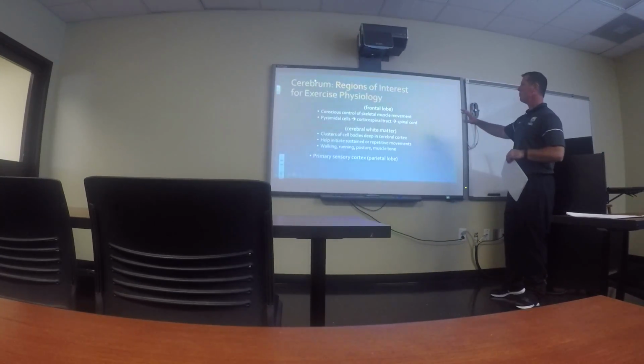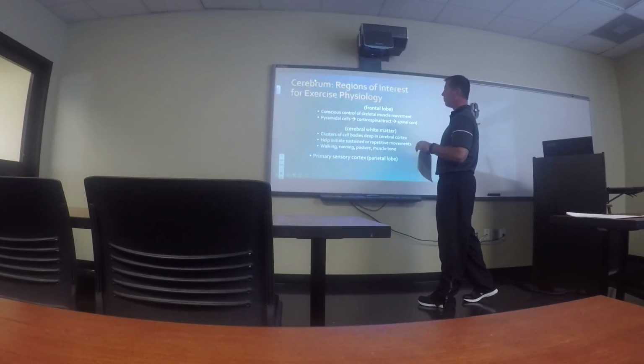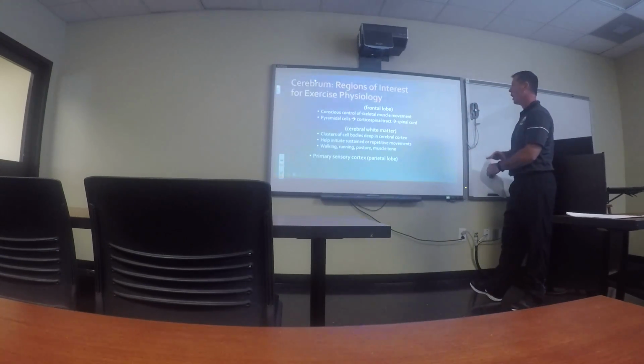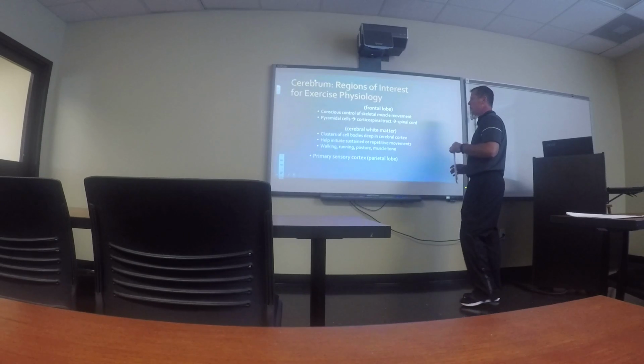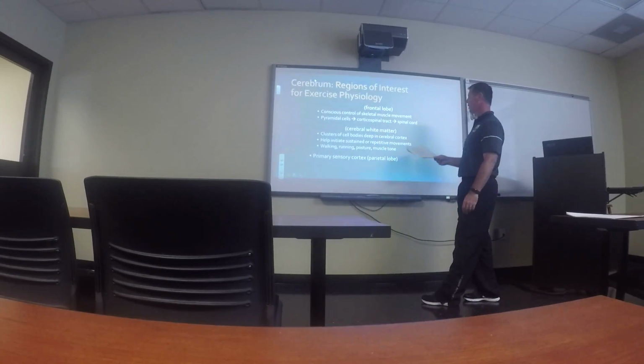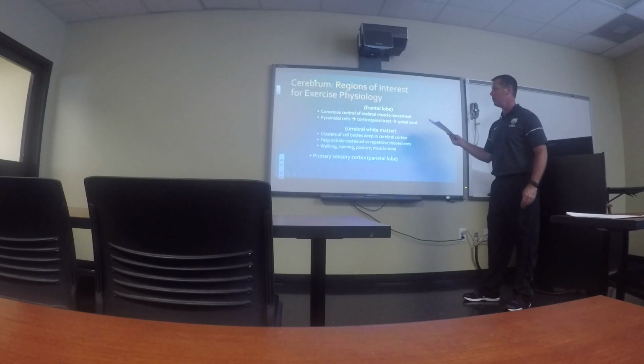just breaking it down. Regions of interest for exercise physiology: the primary motor cortex, which is part of the frontal lobe, conscious control of movement with muscles. Again, you just break it down: pyramidal cells, corticospinal tract, down to the spinal cord. So relays messages.